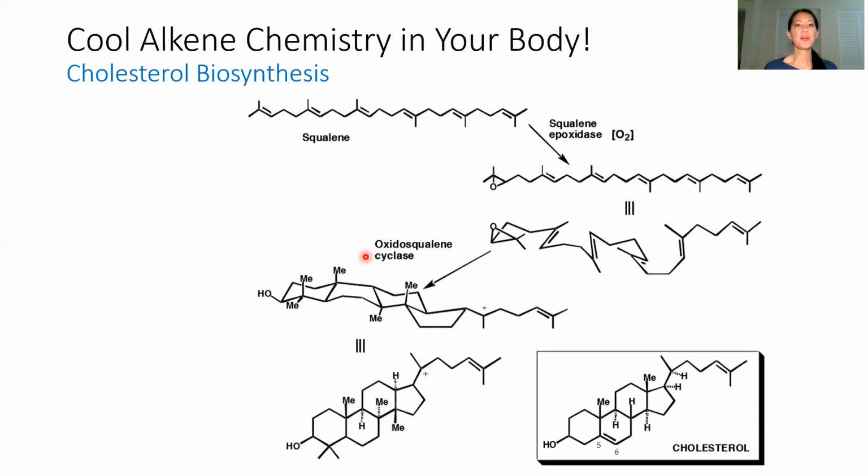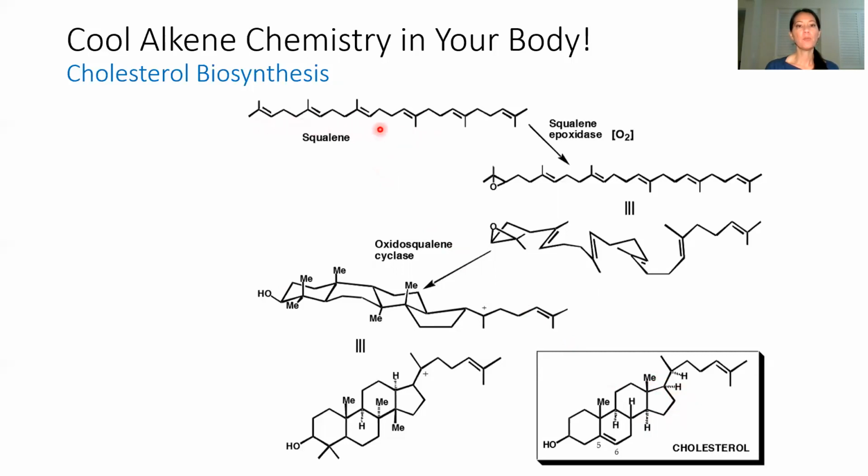Okay, I did want to talk about one more cool thing. This is about alkene chemistry in your body. So there are a lot of big molecules that have fused ring systems, such as cholesterol here. A lot of the steroids or hormones, testosterone, estrogen, they have a lot of really similar ring structures, fused cyclohexanes or hexenes, and even cyclopentanes. How are they synthesized? Basically from a starting alkene.